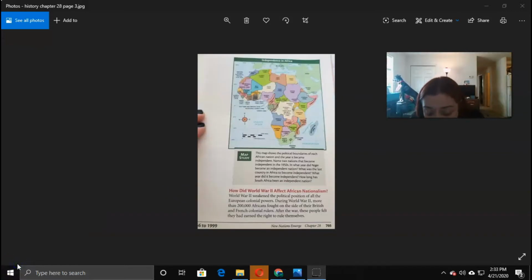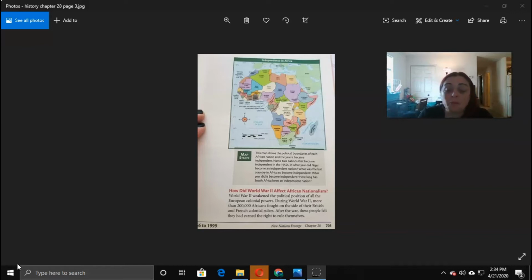Okay, if you look on the map, it shows you the independence in Africa. This map shows the political boundaries of each African nation in the year it became independent. Name 2 countries that became independent in the 1950s. So take a minute, look at your map, and you'll find some interesting facts there. Also, this book was written in 2001. So at the end of this video, I'll find you a better, newer map.